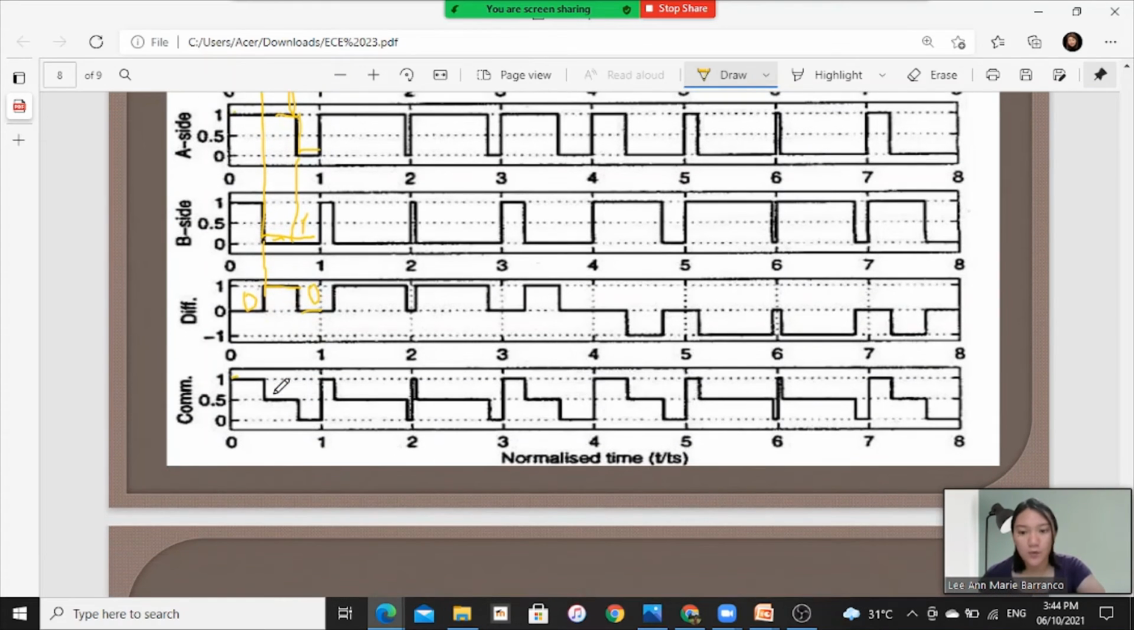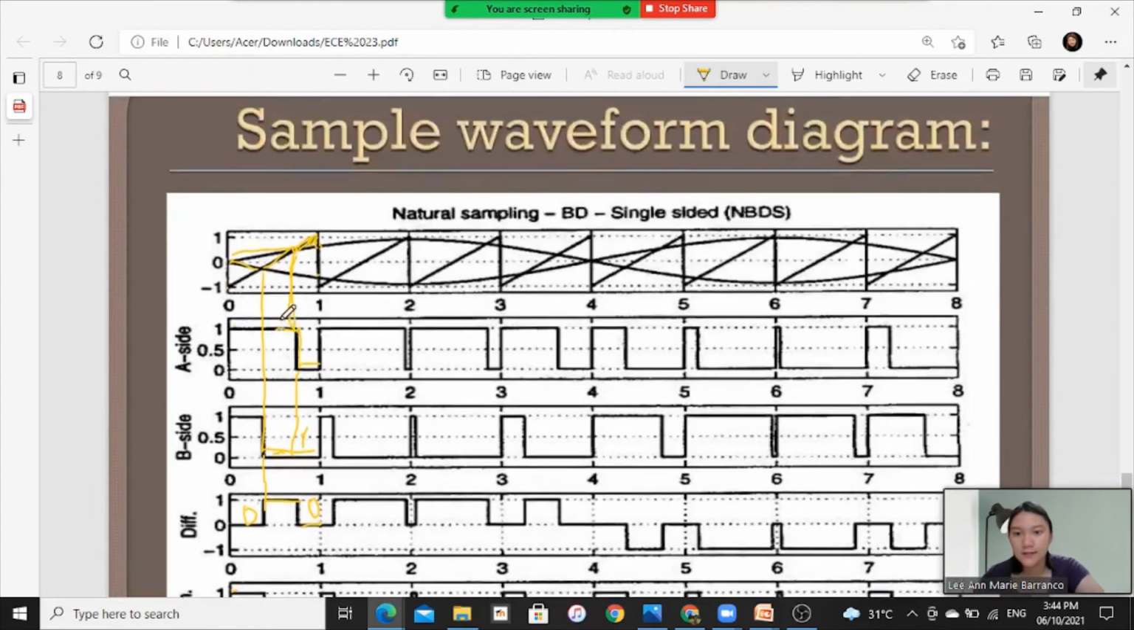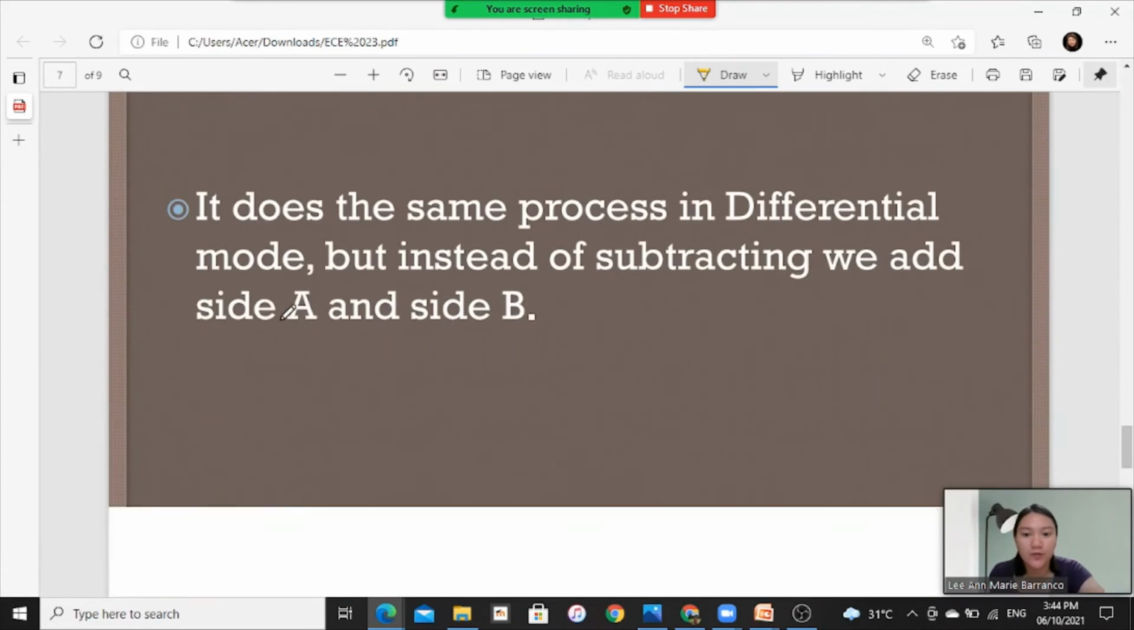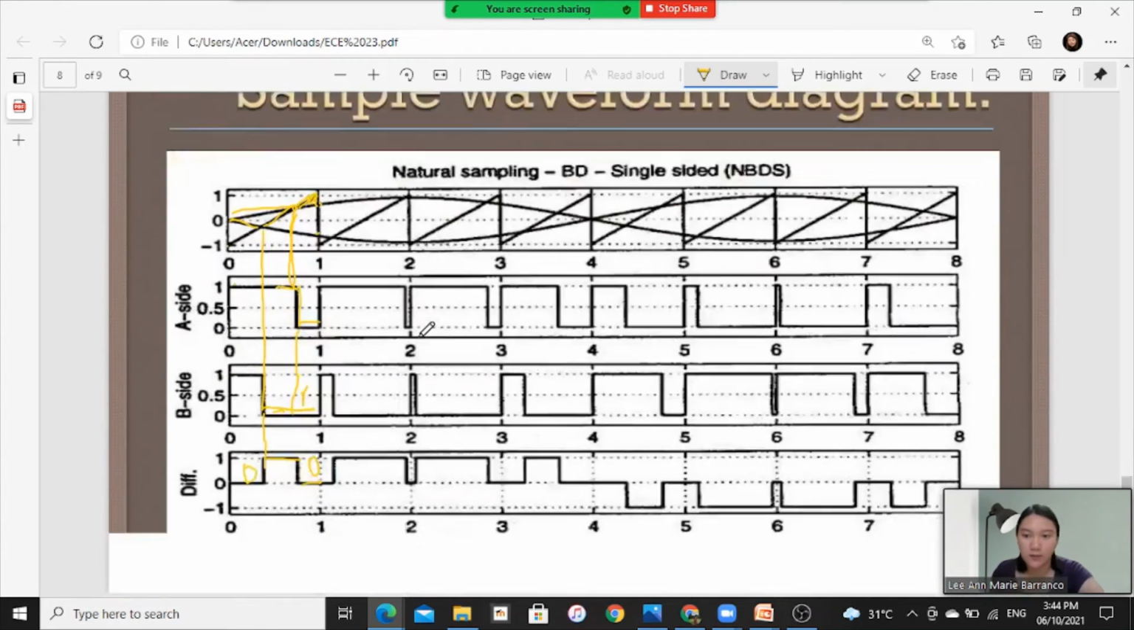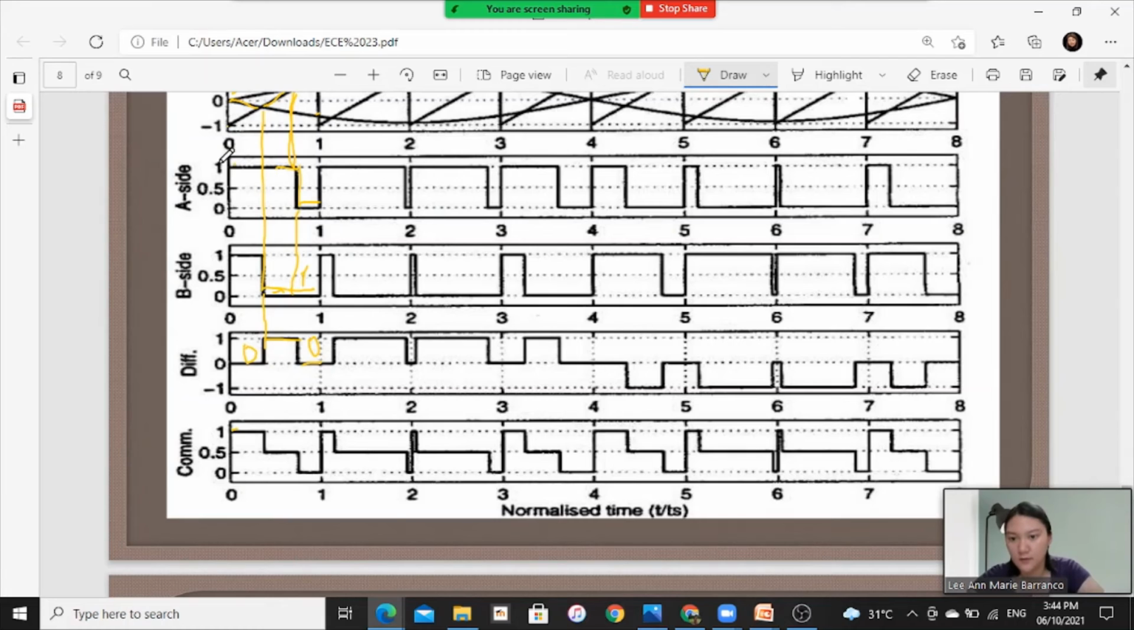And for the common mode, the process is the same as differential mode, but instead of subtracting, we do addition and we add side A and side B. On this side, we have positive 1 from side A and also positive 1 in side B. So we add 1 plus 1, that would be 2. We also divide it by 2 to get the average, so we have here a value of 1. This is its first voltage level.